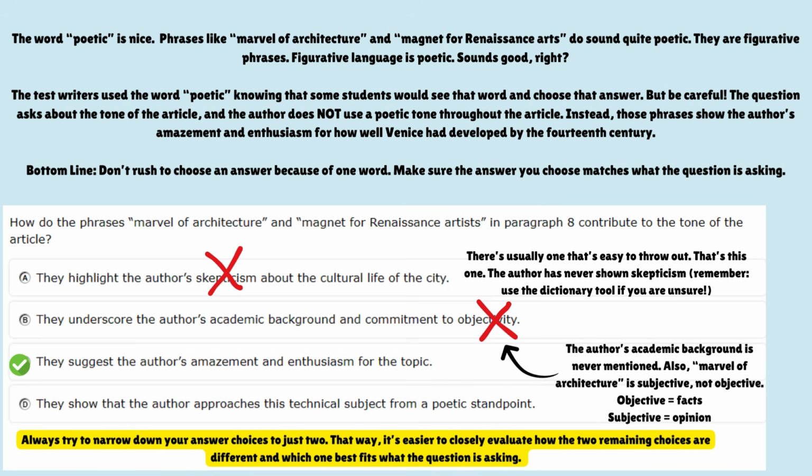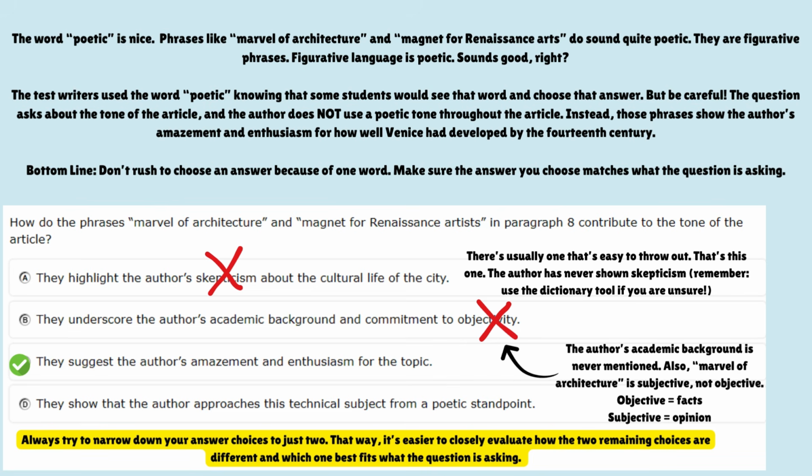Bottom line, don't rush to choose an answer because of one word. Don't see, oh, poetic, and just choose that because it sounds right. Make sure the answer you choose matches what the question is asking.